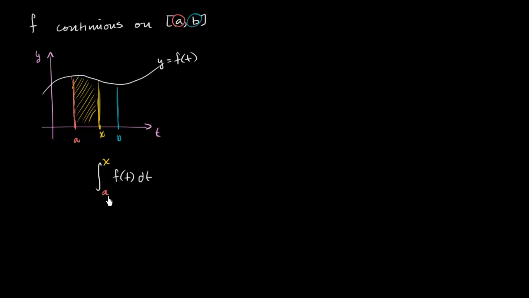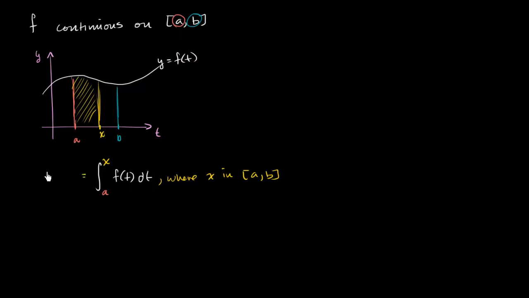dt. Now this right over here is going to be a function of x, and let me make it clear, where x is in the interval between a and b. This thing right over here is going to be another function of x. This value is going to depend on what x we actually choose. So let's define this as a function of x.